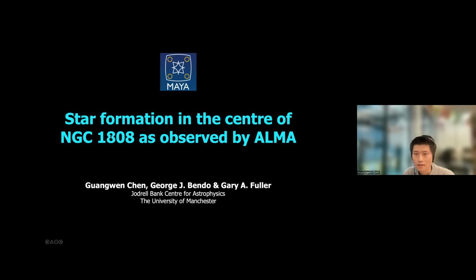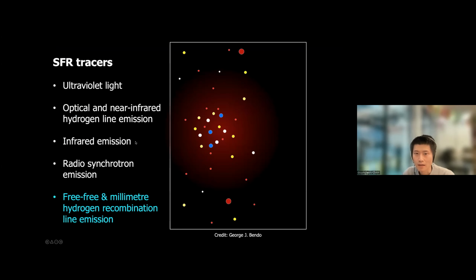My topic is the star formation in the center of NGC 1808 as observed by ALMA. Measuring star formation rate is one of the roots of astrophysics, and there are different ways to measure star formation rate. This is a schematic example of the star forming galaxies. This sample includes stars with different ages, shown as various kinds of colors, and also includes interstellar dust, shown as the brown background.